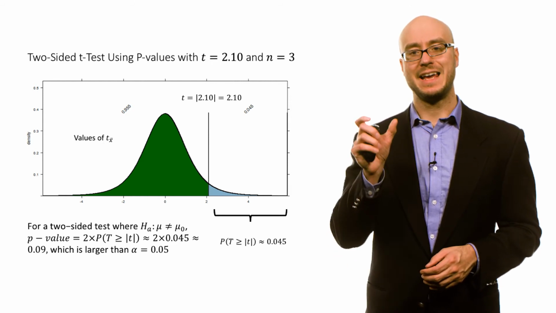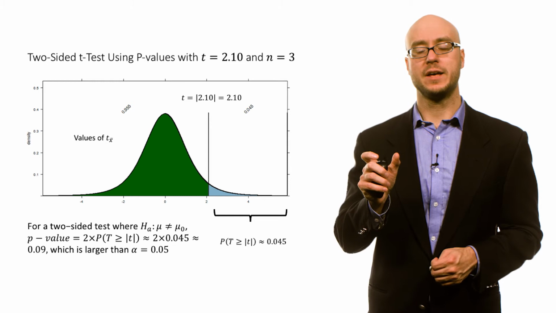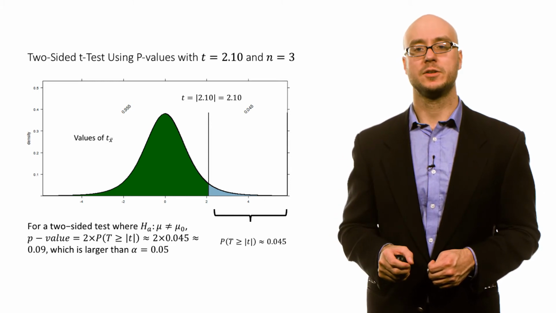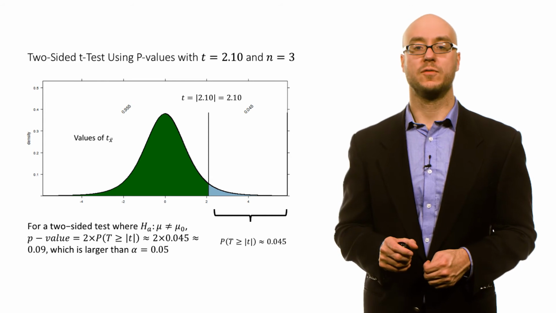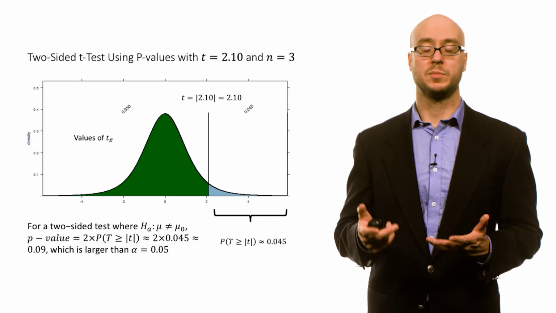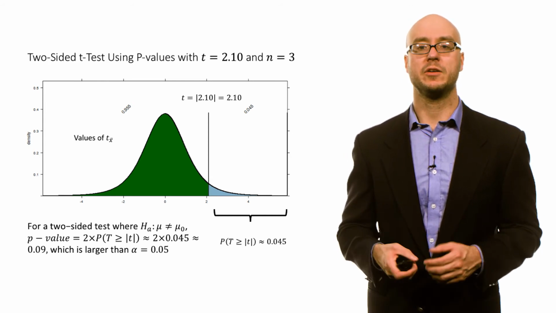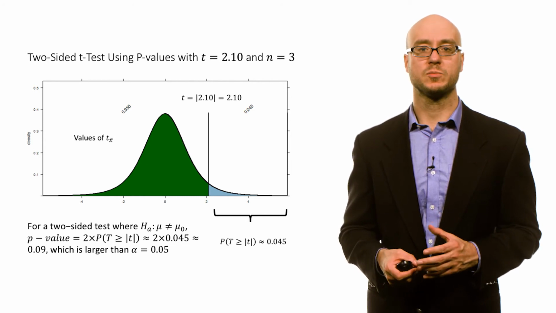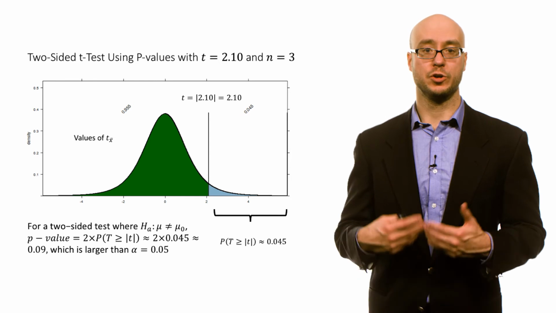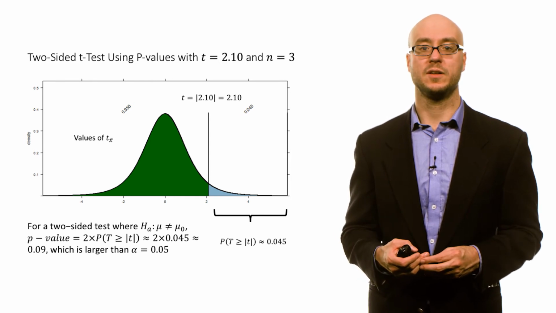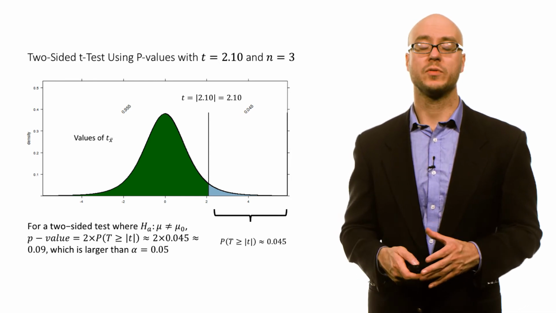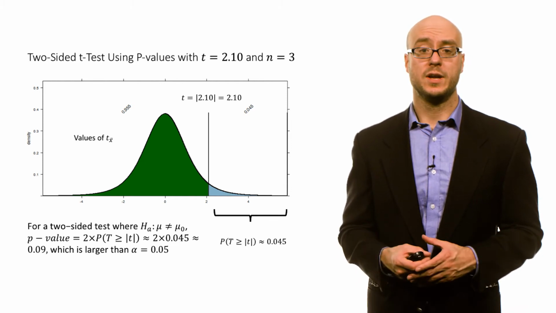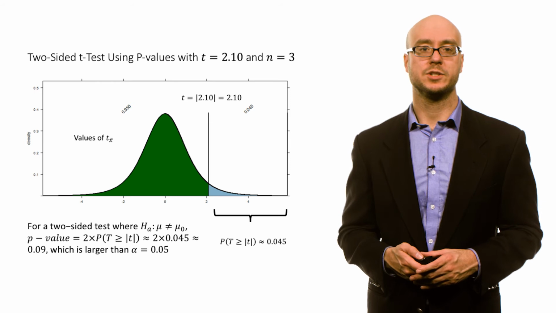That's because that area, in absolute value, more extreme, more positive than 2.1, that area is 0.045. Multiply that by 2, and we have a p-value of 0.09. So the probability of obtaining a test statistic as or more extreme than the one we obtained under a two-sided test, where the alternative is that the population mean doesn't equal the claimed value of the null, that value is 0.09. That's larger than 0.05, so we fail to reject the null.